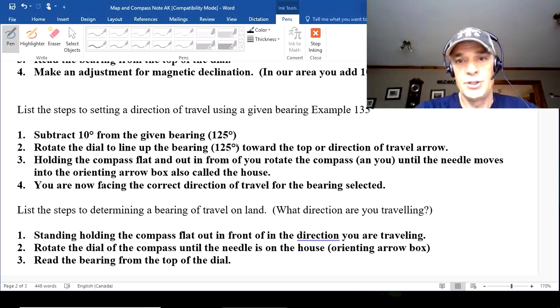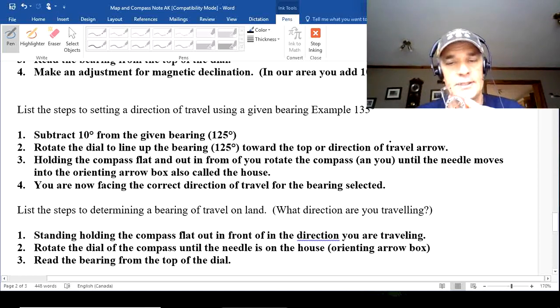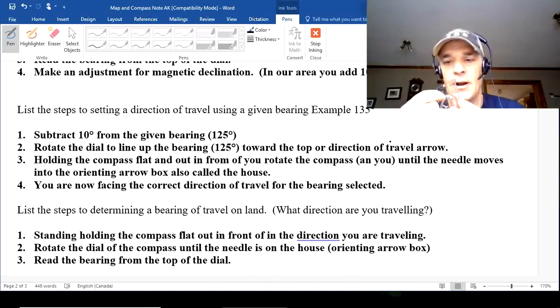Then what you're going to do is take your compass and rotate the dial until 125 is towards the top of the direction arrow. That's pretty easy to do. You just hold it in your hand and rotate the dial like this until you get 125 right on the top. I don't know if you can see me here up in the top corner doing it, but I got to look at it here.